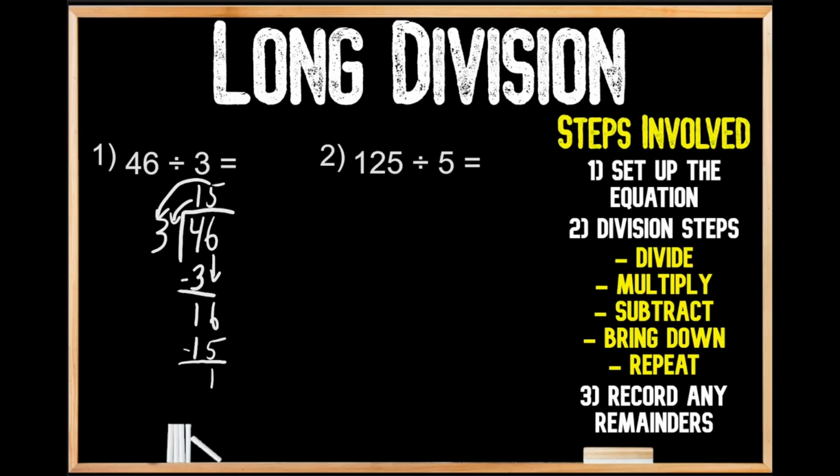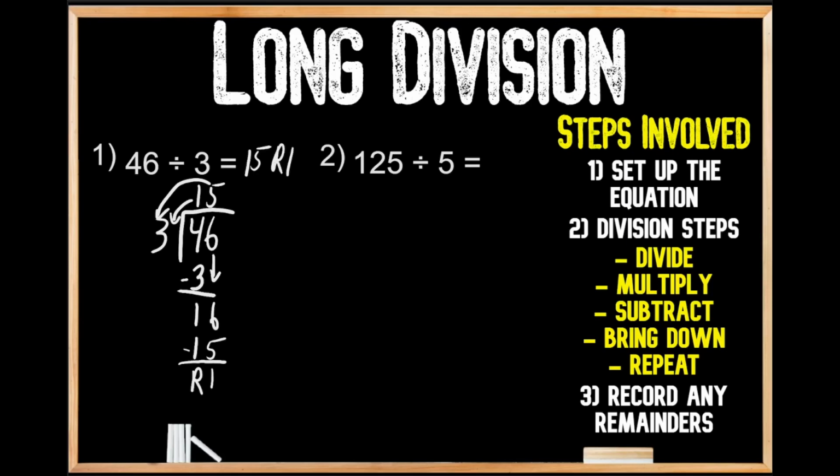So now we're going to move on to step number 3, which is to record any remainders. And we can see here that we have 1 left over. So the remainder is the number that's left over after we've completed our division problem. Our answer wasn't a perfect whole number, so we need to express that somehow, and we express that by showing an R before the number. So when we record our answer of 46 divided by 3, we have 15 with a remainder of 1.